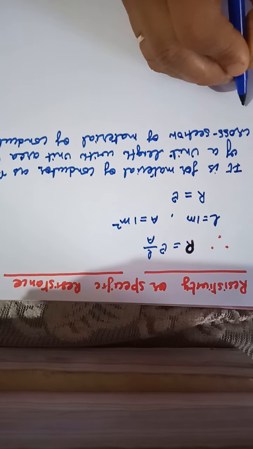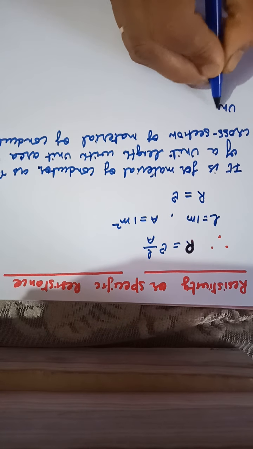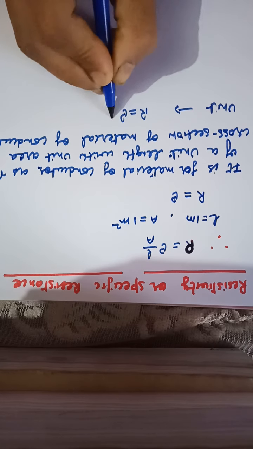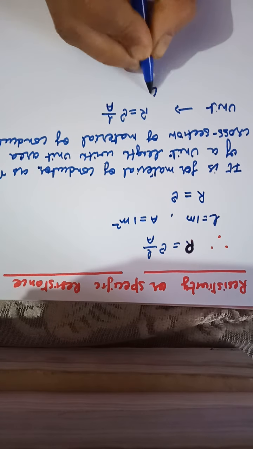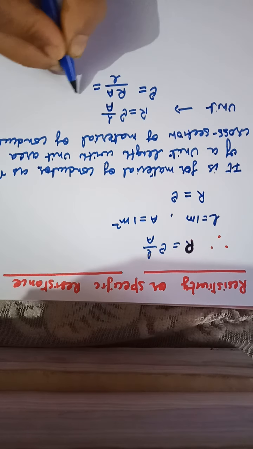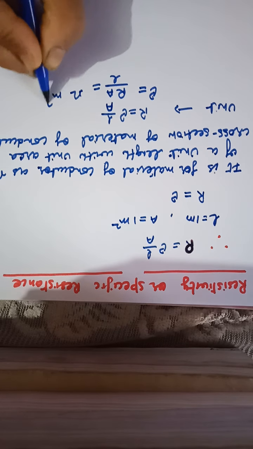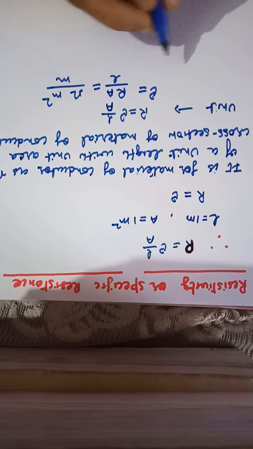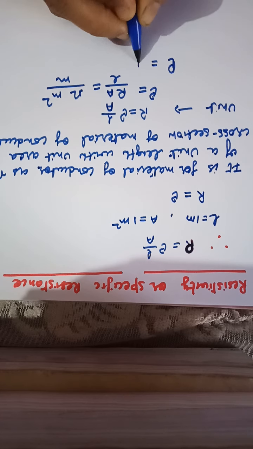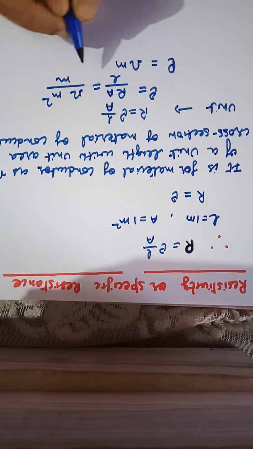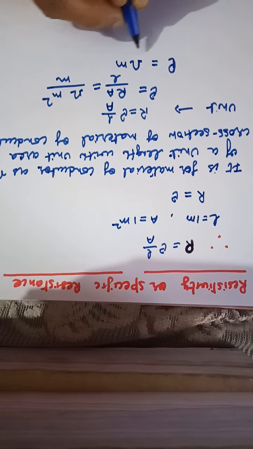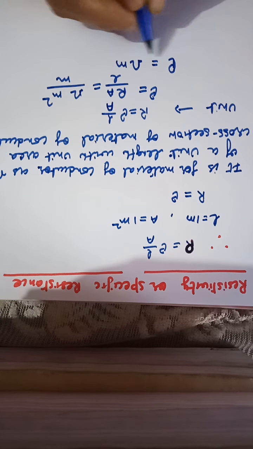Now, how will you get the unit of this quantity? Since R is equal to rho L by A, from here rho is equal to R into A by L. So this is ohm, this is meter square, and this is meter. So the unit of rho comes out to be ohm meter. This is the unit of the specific resistance or resistivity.